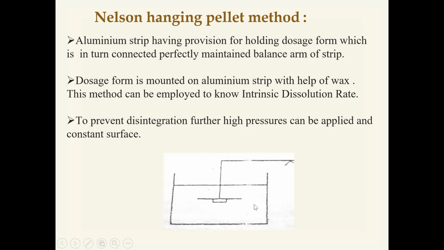So this method is employed for the determination of intrinsic dissolution rate of the dosage form. The dosage form is exposed to only one phase, so this method is useful for determining intrinsic dissolution rate. And also it is necessary to compress the dosage form. In Nelson hanging pellet method, we need to compress the dosage form under high pressure.